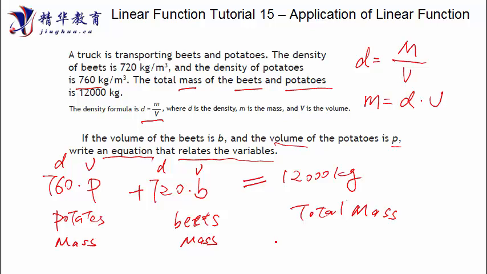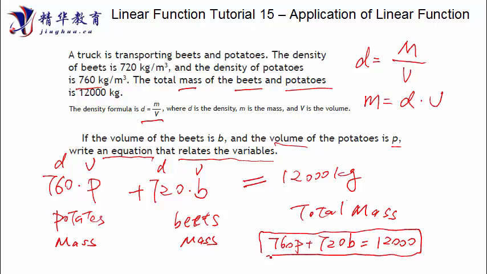If we simplify this, it equals 760p plus 720b equals 12,000. That is not the general form, but we can easily convert it into general form. That is the linear relationship. That means in order to keep this number, if there are more potatoes, there must be less beet. If there is more beet, there must be fewer potatoes. That is how to write up a relationship of functions.